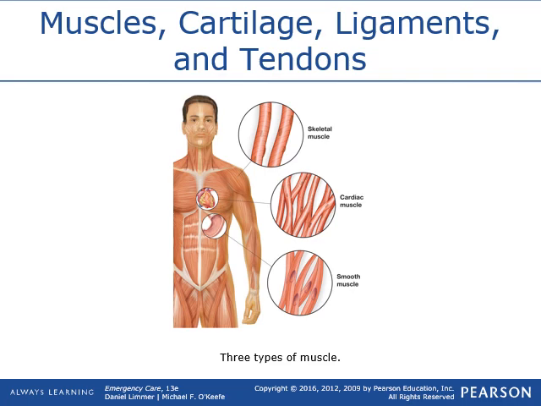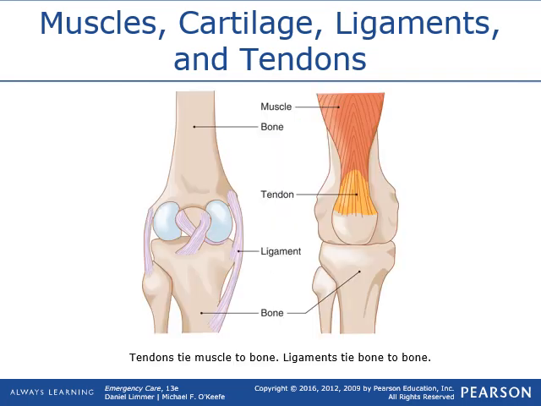Just a diagram of the types of muscle there. Here's a diagram showing your muscle, bone, the tendon, ligaments. This is in the leg. Got your femur up there.